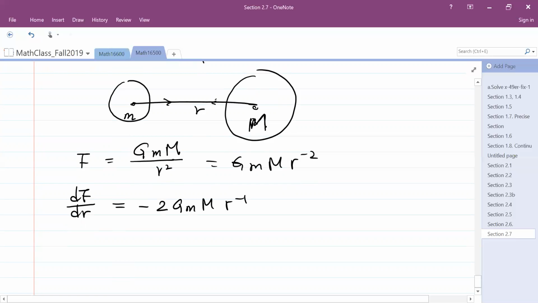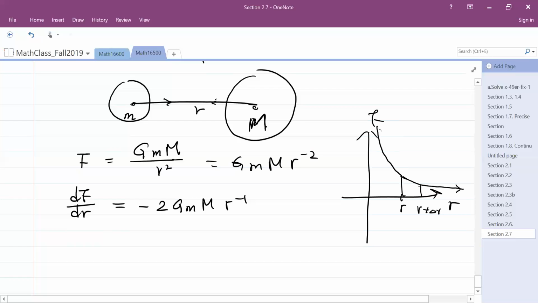Yes, it's decreasing. Look at this graph: this is r, this is F. The force looks like that. When r is getting close to 0, the force is getting larger, and when r goes to infinity, the force is getting small. So when r changes from r to r plus delta r, it increases. When the distance between them increases, the rate of change of the force is negative, which means decreasing. Okay, is that how you feel?